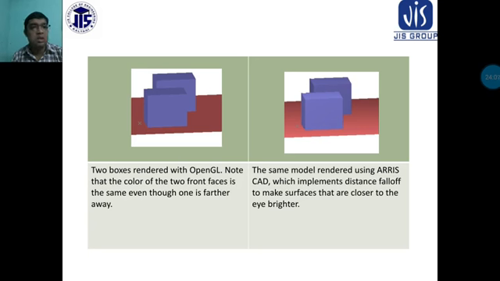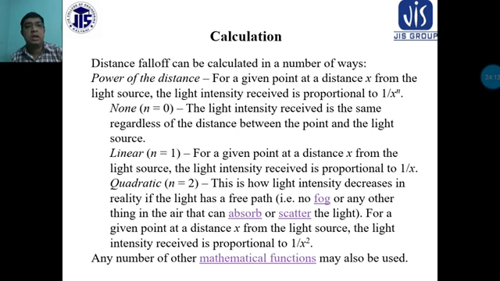The same model rendered using the analysis card CAD, which implemented distance falloff to make surfaces that are closer to the eye brighter. The calculation of the distance falloff can be done in a number of ways. That is the power of the distance: for a given point at a distance x from the light source, the light intensity received is proportional to 1 by x to the power n.